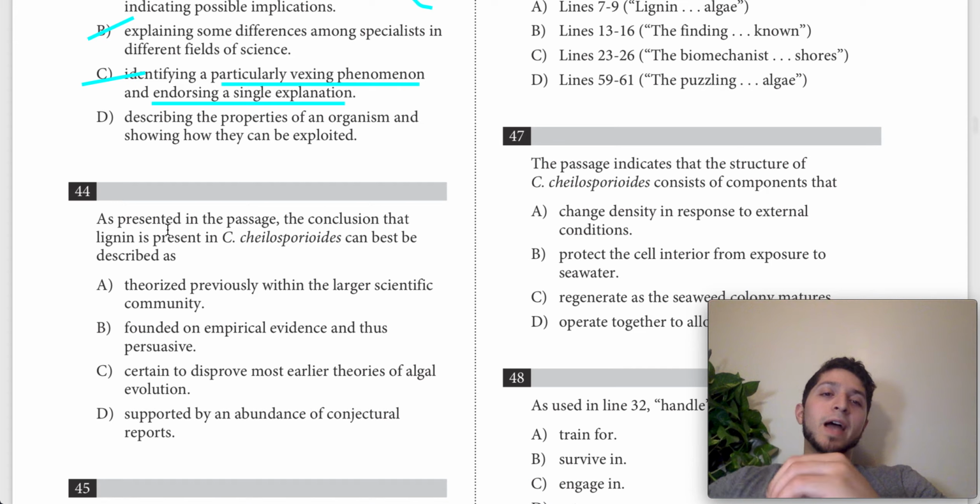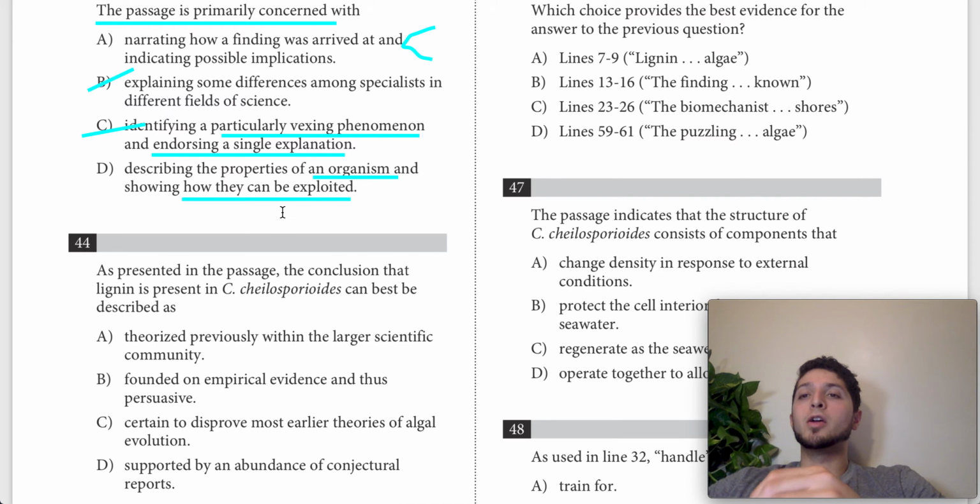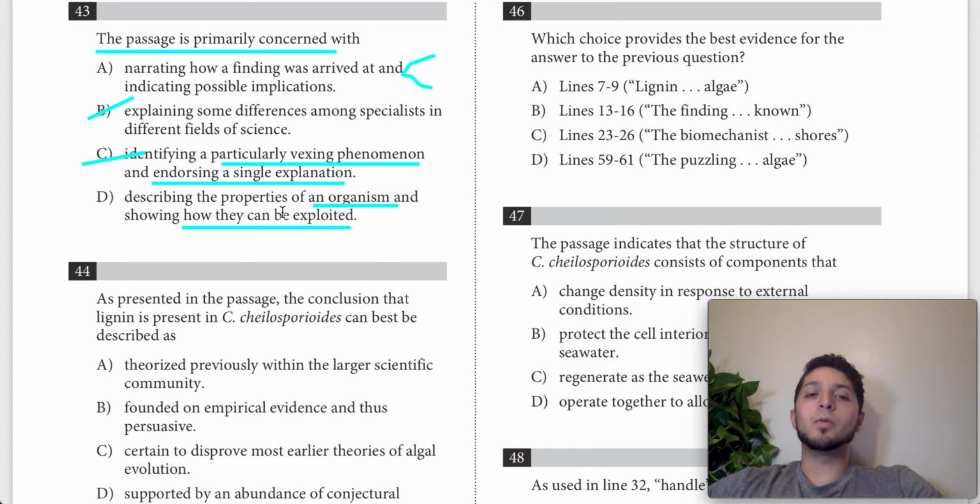D says that the passage is concerned with describing the properties of an organism and showing how they can be exploited. So this would mean that they're looking specifically at some kind of organism. In this case, it would have to be lignin because we know that's the focus. And then showing how they can be exploited. This would mean maybe basically what we can get from lignin in terms of its market value, maybe some sort of chemical, or some sort of productive use of it, some sort of technological use of it, whatever.